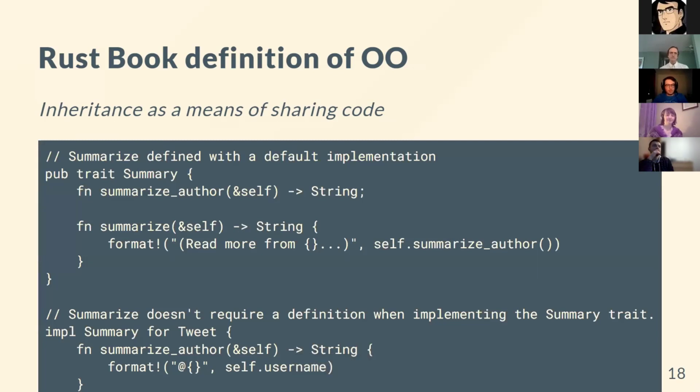Yeah, so here's just an example. We saw this in chapter 10, having a default implementation for the summarize method in the summary trait. Any type implementing the summary trait would have the summarize method available with this default implementation here, but they can overwrite it if they so wish, which we do here.